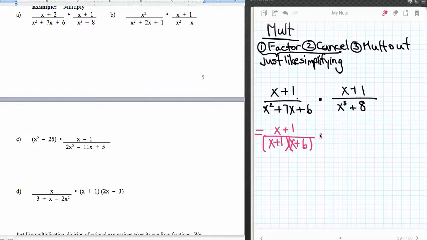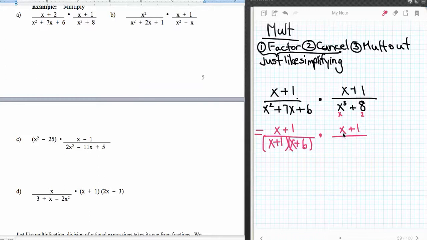Now, in the next one, our numerator again is not going to factor, so we have x plus 1 just written down. And then the denominator, we see a binomial. The binomial is a sum, and I see a cube. So is it cubes? Yep, that's a perfect cube.